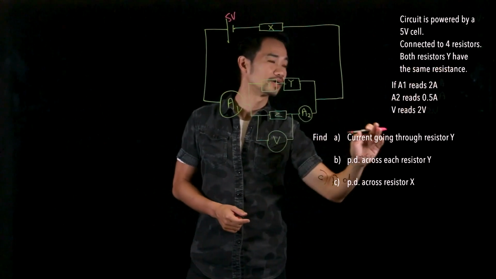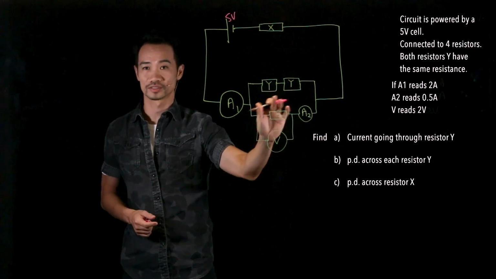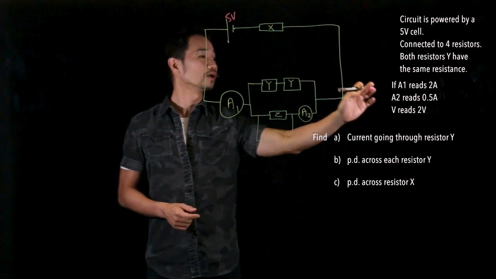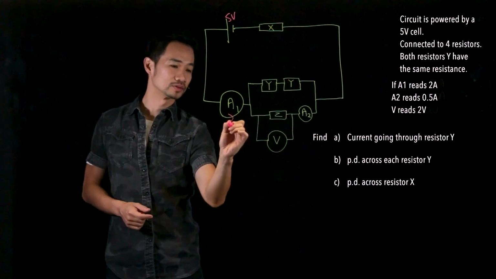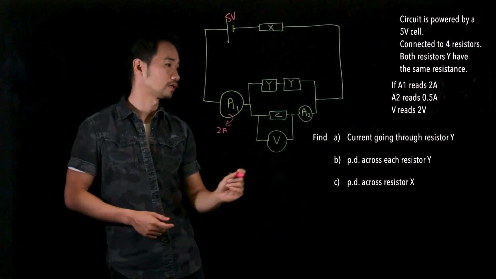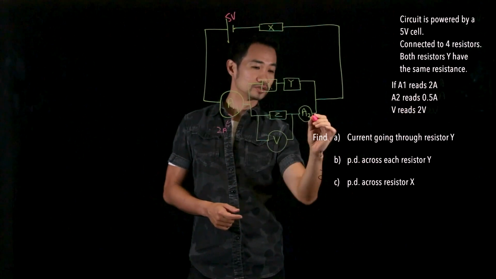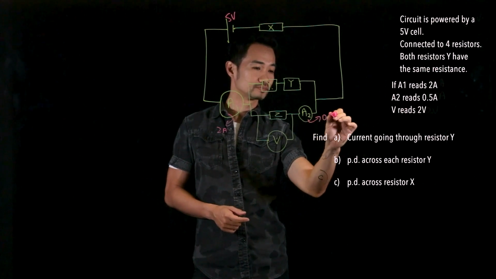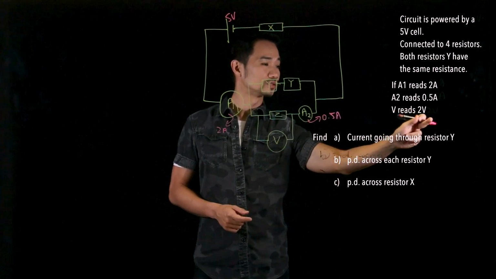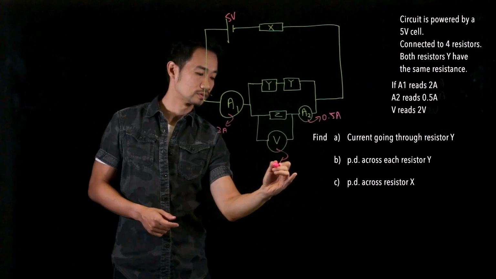Both resistors Y have the same resistance, so these 2 have the same resistance. A1 reads 2 amperes, so this reads 2 amperes. A2 reads 0.5 ampere, and V reads 2 volts.